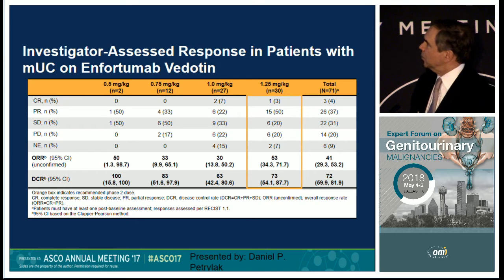So what are the different characteristics that we've seen in our phase 1 trial? There doesn't really seem to be any clear dose response effect. It's very, very difficult to see this from the data, but overall, 41% of patients had an objective response. At the recommended phase 2 dose, 1.25 milligrams per kilogram, it's 53%. And as I mentioned before, we had 2 complete responses at the 1.0 milligram per kilogram and 1 at the 1.25 milligram per kilogram level.